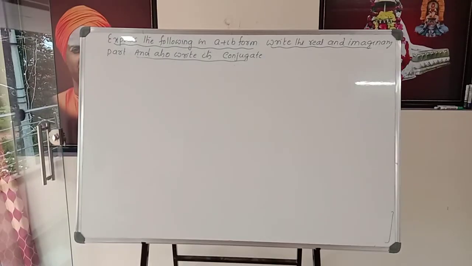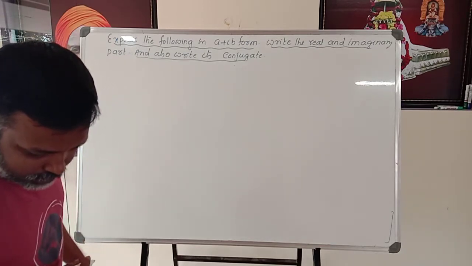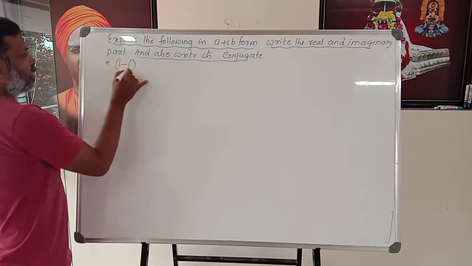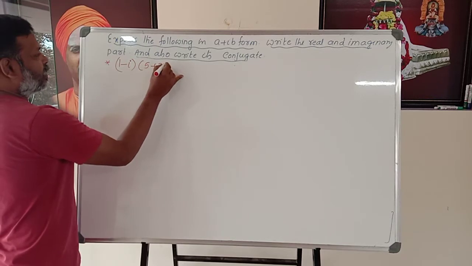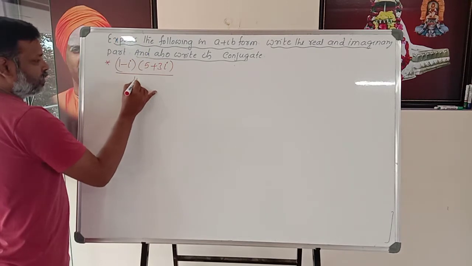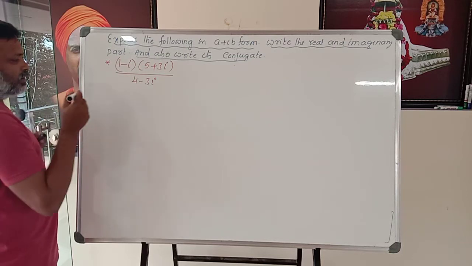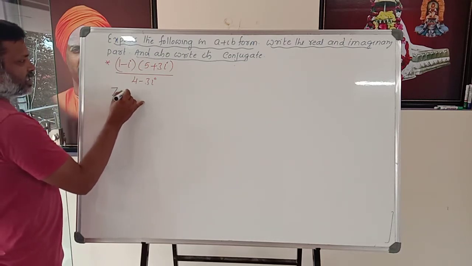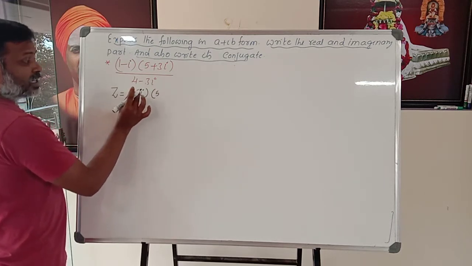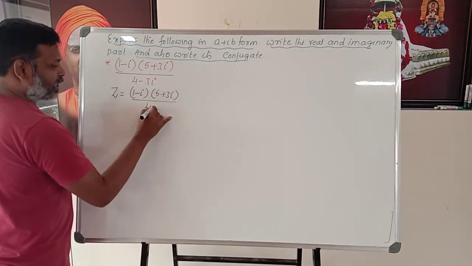Okay, dear student, we shall discuss a few more problems related to this continued version. The next one is (1 minus i) into (5 plus 3i) whole divided by (4 minus 3i). Let this be taken as z. Z is equal to (1 minus i) into (5 plus 3i) divided by (4 minus 3i).